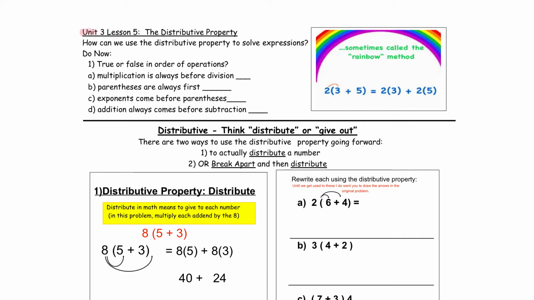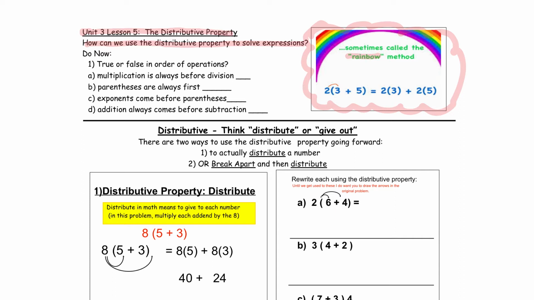Okay, let's take a look at today's lesson, which is going to be the distributive property. How can we use the distributive property to solve expressions? Well, if we take a look over here in the info box, the distributive property is sometimes called the rainbow method.